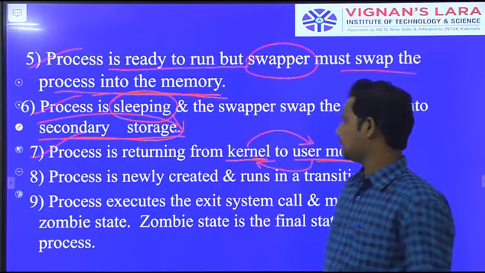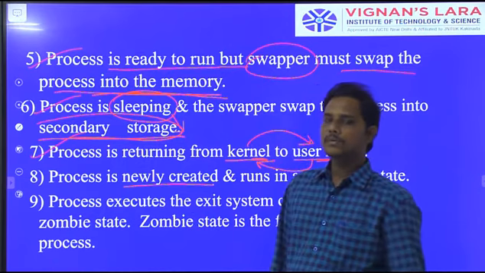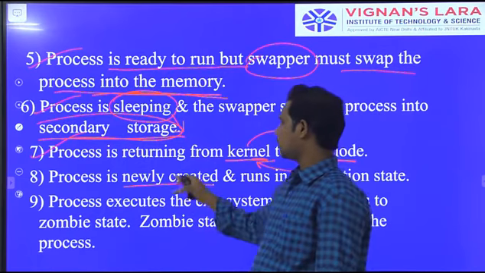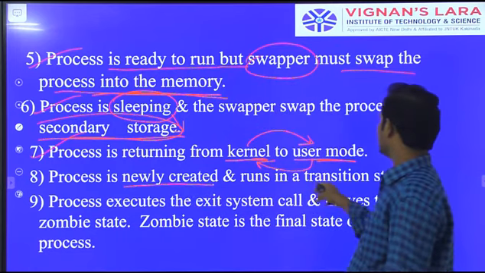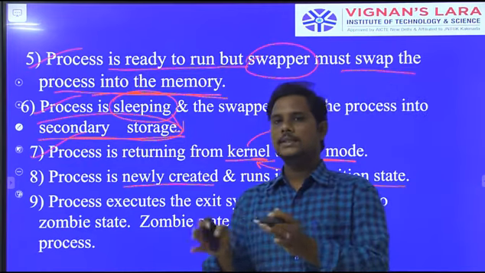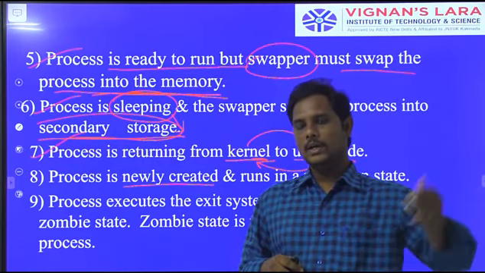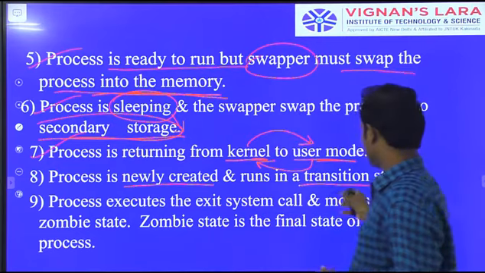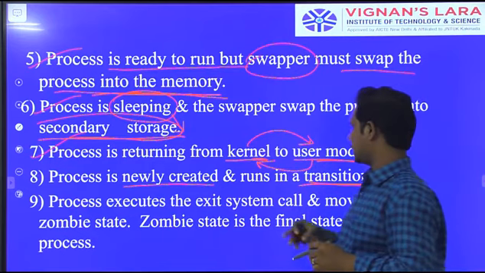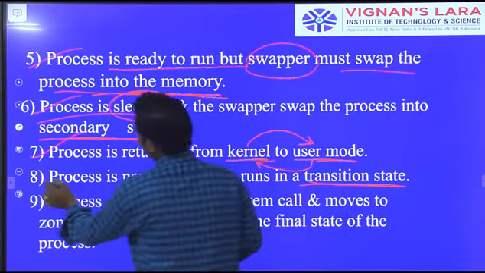Next, process is newly created. How is it created? Newly created using the fork system call. Newly created, it is called a child process. The process is newly created and returns to the transition state. It means changing state, one state changed to another state. So that means transition state. The process is newly created, runs into the transition state. It is also a very important point.